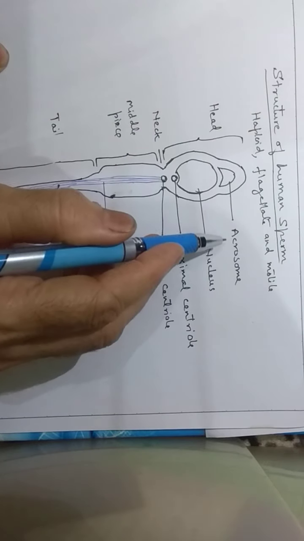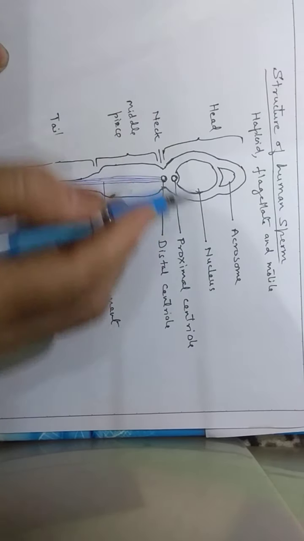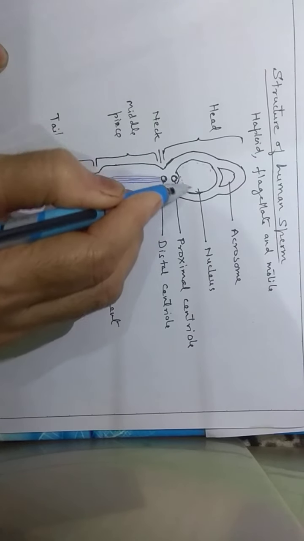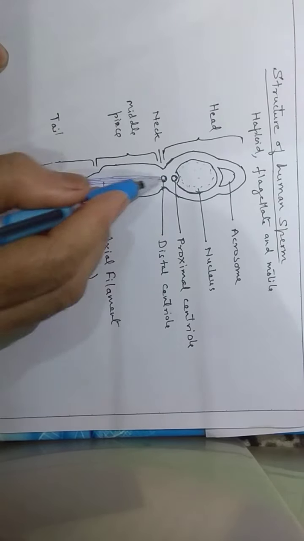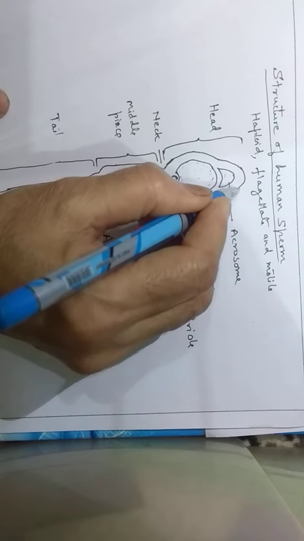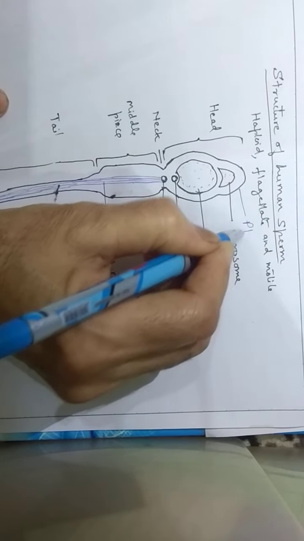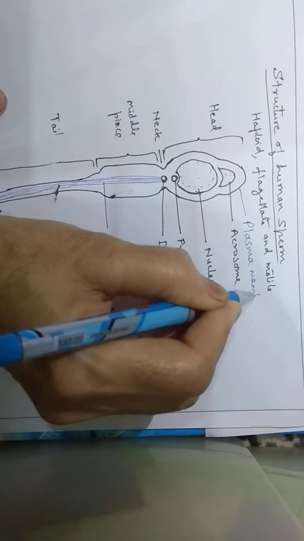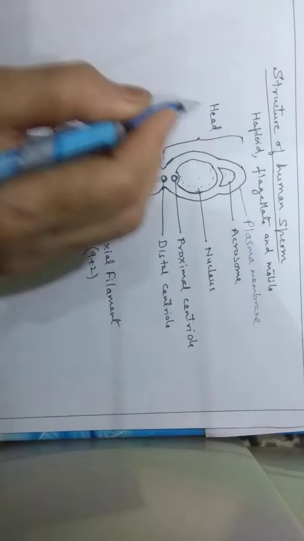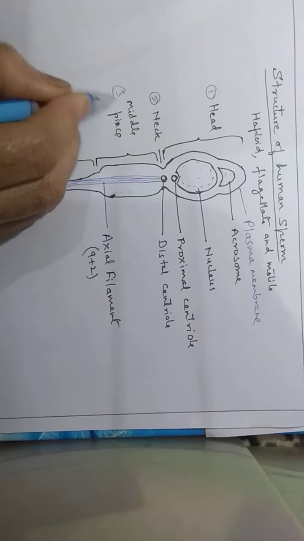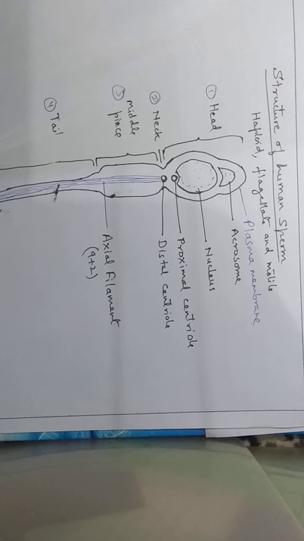Head has a cup-shaped acrosome, then the nucleus, and they are covered by the plasma membrane. There is one part, second part, third and fourth. These are the 4 parts of the sperm.